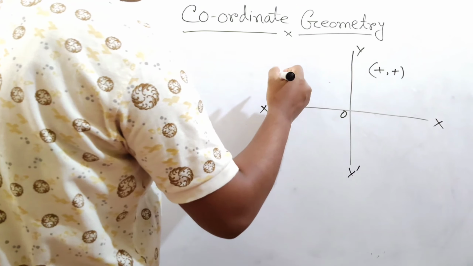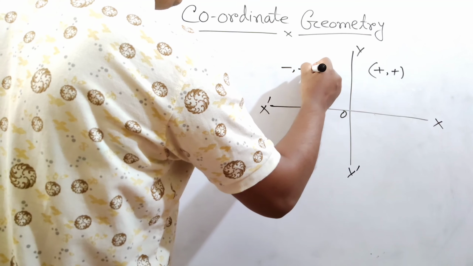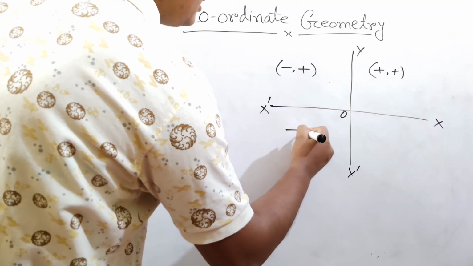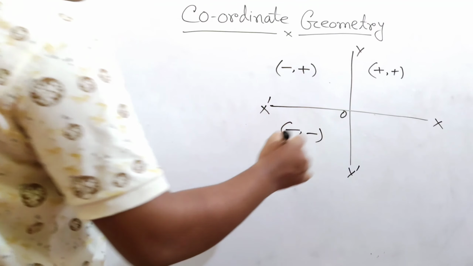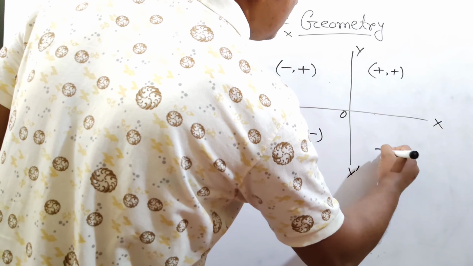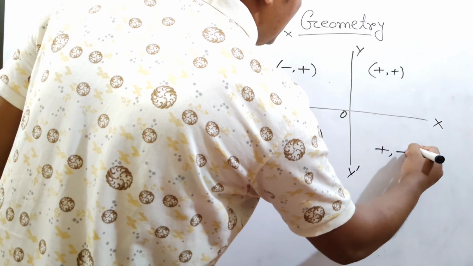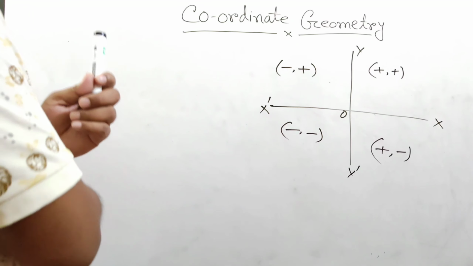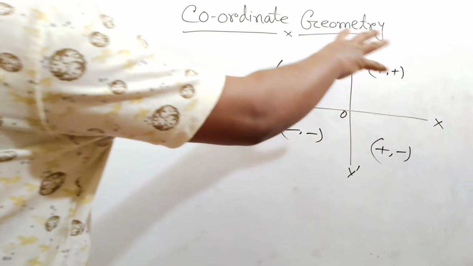In the second quadrant, the y should be positive. In the third quadrant both x and y are negative, and in the fourth quadrant x is positive and y is negative. That means if you plot a point on graph paper, you need to know this rule.